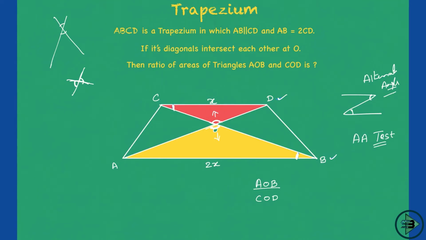So first let's start with AOB. The side opposite to this angle will be 2x upon x. If two triangles are similar, we had learned the ratio of the sides will be equal. So side opposite to vertically opposite x, side opposite to vertically opposite x. What else am I supposed to find out? Ratio of the area of this. Okay, that's it. Now it is solved.